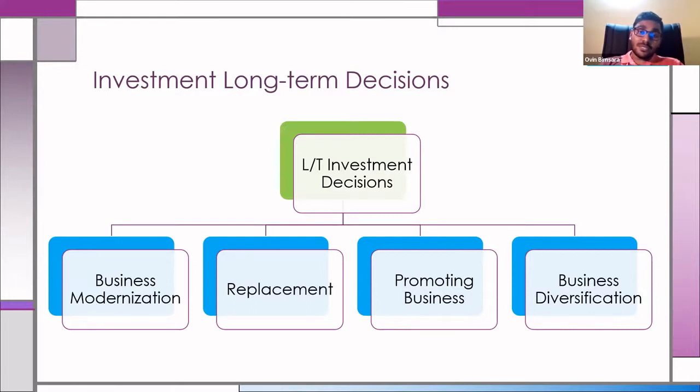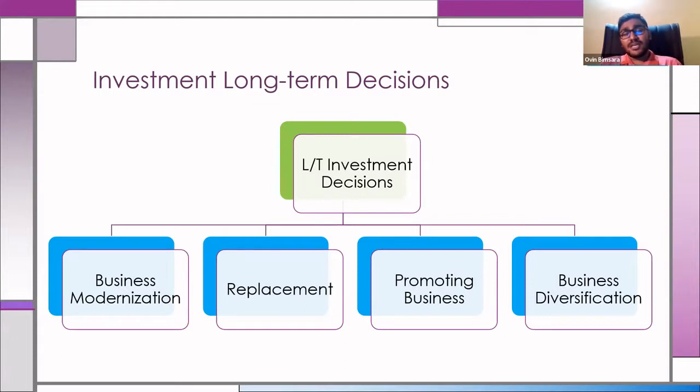When it comes to investments, in long term, we need to decide about business modernization. Let's say that we are going to automate our warehouse. Right now, the activities that occur in our warehouse happen manually with human labor, but we are going to bring in new technology, robotics, and different sorts of new technological initiatives to automate the warehouse. So we are completely flipping over our business: modernization.